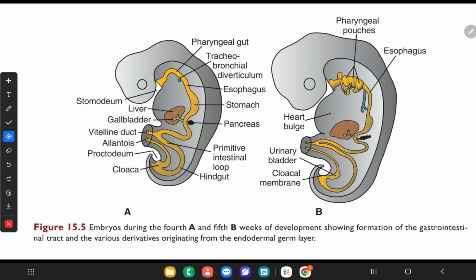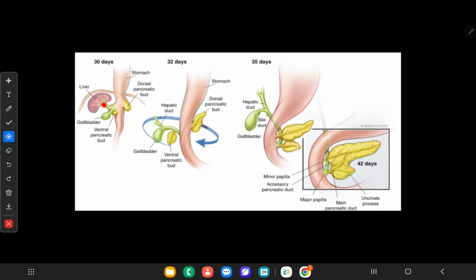In this diagram you can see the liver bud, and the connection between the foregut and the liver bud has narrowed, forming the bile duct. Here this is the bile duct, and a small ventral outgrowth is formed by the bile duct. This outgrowth gives rise to the gallbladder as well as the cystic duct.